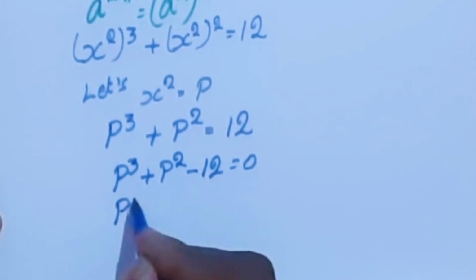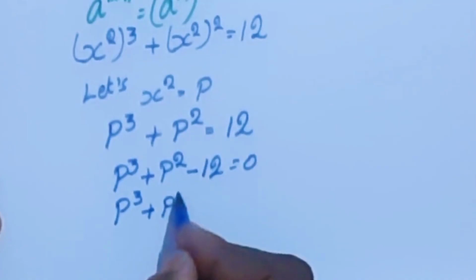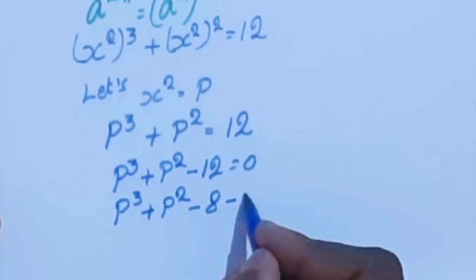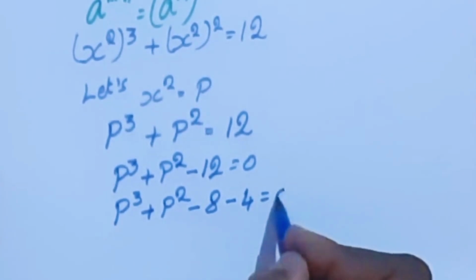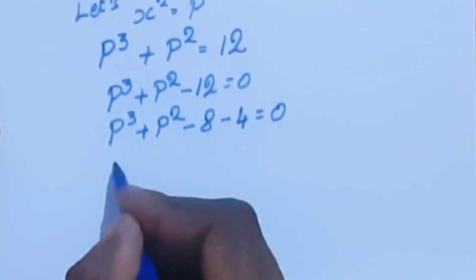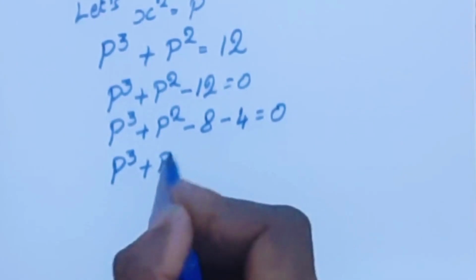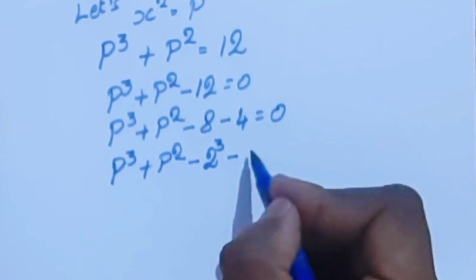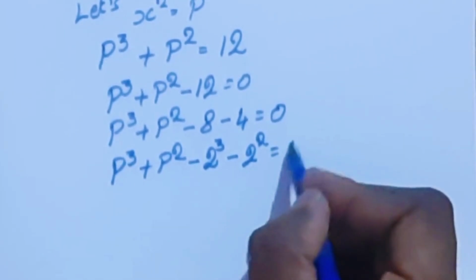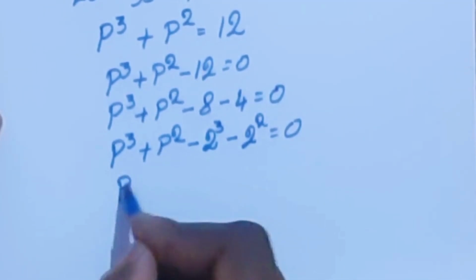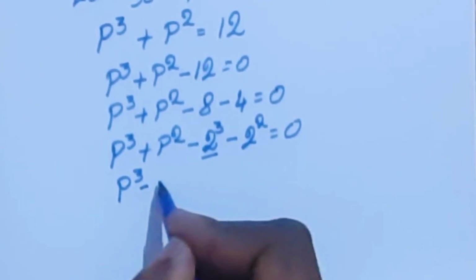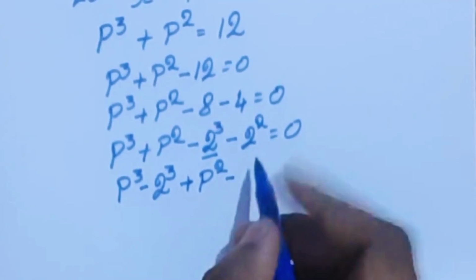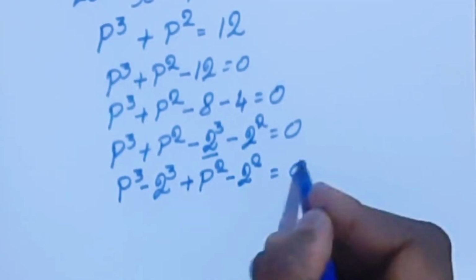Now here p power 3 plus p power 2 minus 12 can be written as 8 minus 4 equal to 0. Now p power 3 plus p power 2 minus, this 8 can be written as 2 power 3, minus 4 can be written as 2 power 2, equal to 0. Now p power 3 plus 2 power 3... this one p power 2 minus 2 power 2 equal to 0.